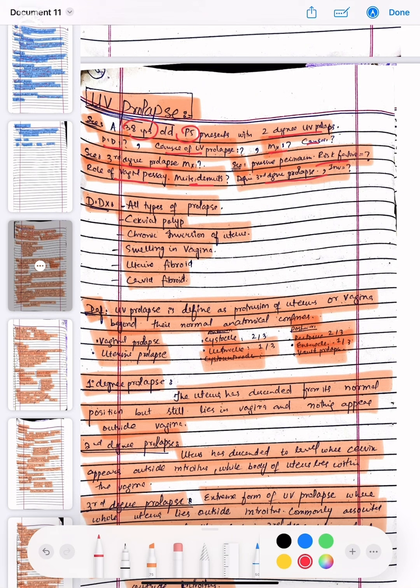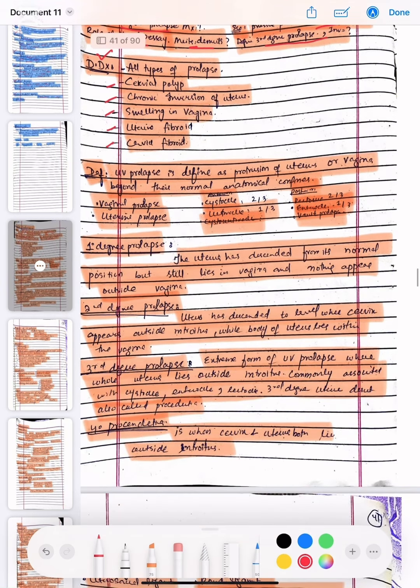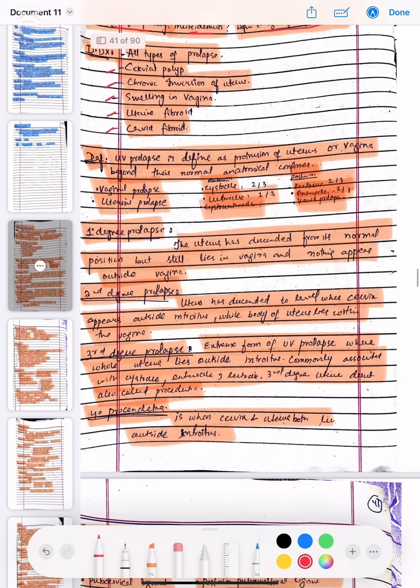So these are the differential diagnoses of UV prolapse: cervical polyp, chronic inversion of the uterus, swelling in the vagina, uterine fibroid, and cervical fibroid. This is the definition. UV prolapse is defined as protrusion of the uterus or vagina beyond their normal anatomical confines, and it is vaginal prolapse and uterine prolapse. Then we have first degree prolapse, that is, the uterus has descended from its normal position but still lies in the vagina and nothing appears outside the vagina.